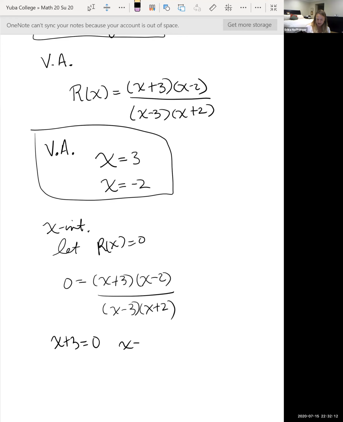And so that occurs when X is negative three and when X is two. So these are x-intercepts, not points. So we have a point at negative three, zero, and we have a point at two, zero.